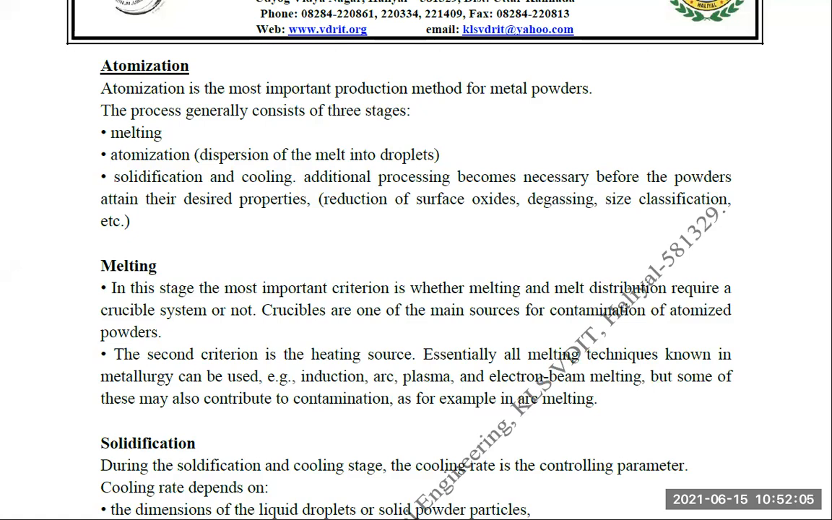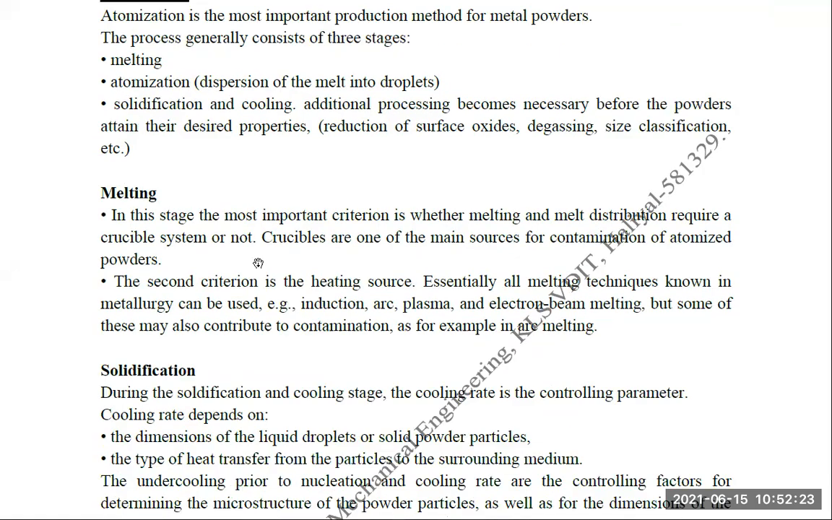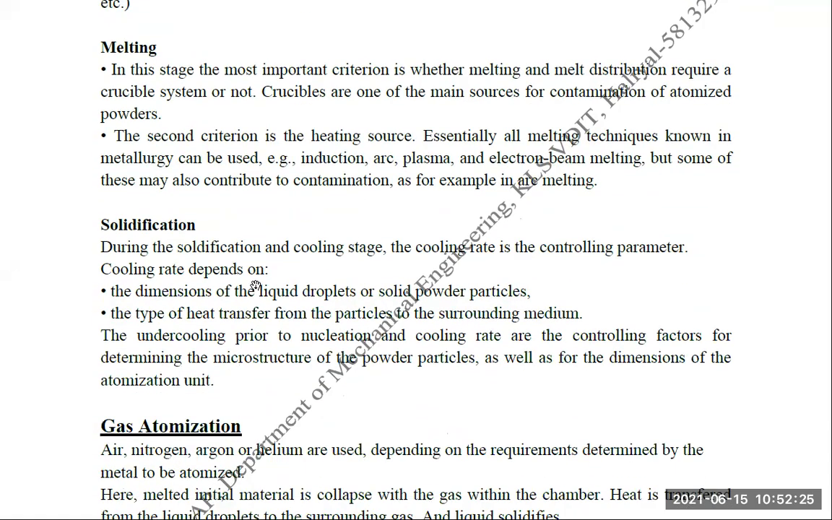As I said initially, in the melting stage the important criterion is the melt distribution with respect to the crucible or the system that is going to be used. The second criterion is the heating source with respect to the melting operations. The last one is solidification and cooling. In the case of solidification, the cooling rate is a control parameter. The dimensions of liquid droplets or solid particles are going to be considered.